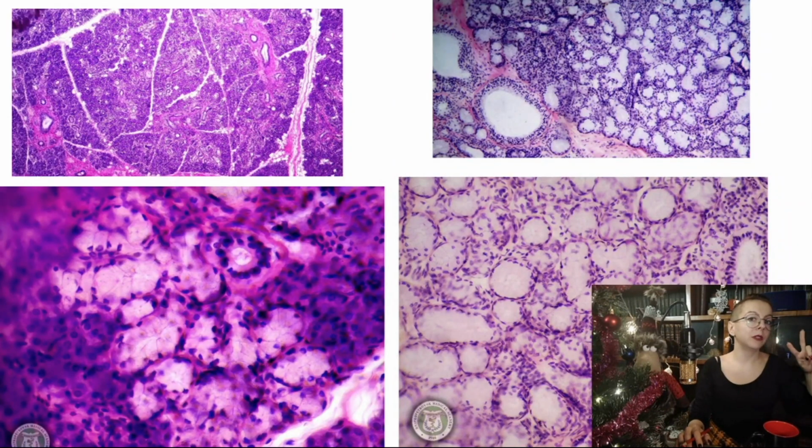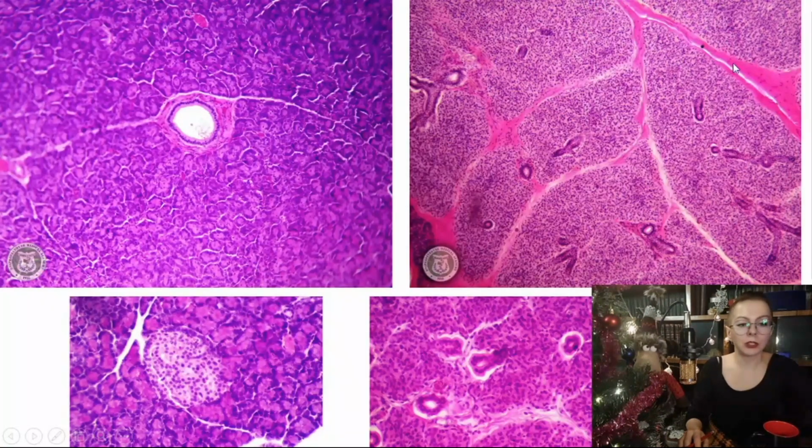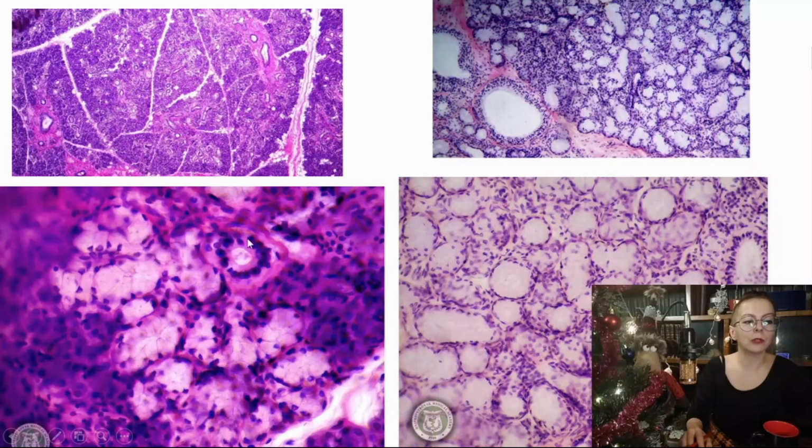Then to another salivary glands, very confusing. This is the submandibular and sublingual. It is not very difficult to distinguish them from parotid, because parotid salivary gland has no mucocytes. All cells are basophilic. So if you see any transparent mucocytes, then for sure it's not parotid.